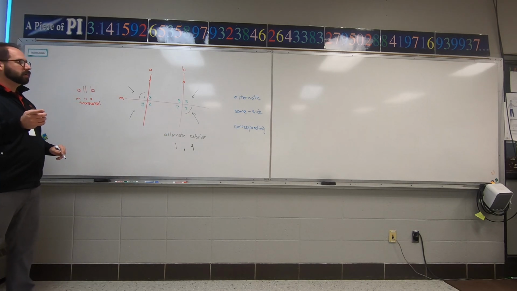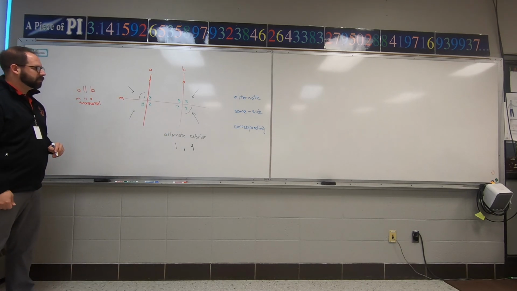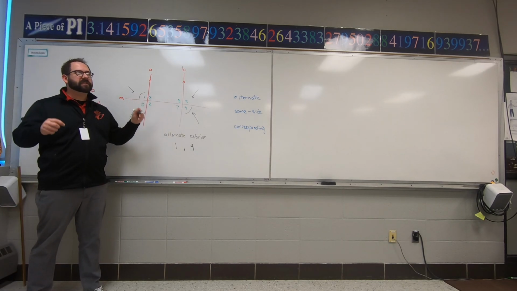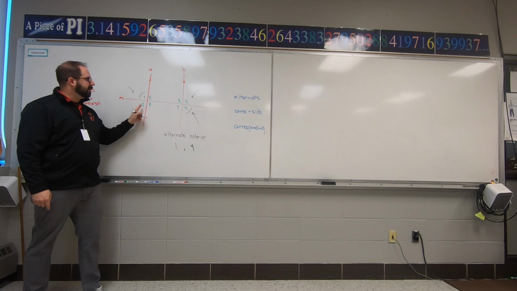Other pair? 5 and 1? No, 5 and 8. There's your other pair. Because they're on opposite sides of the transversal, they're not physically next to each other. So 5 and 8 would be the other pair.